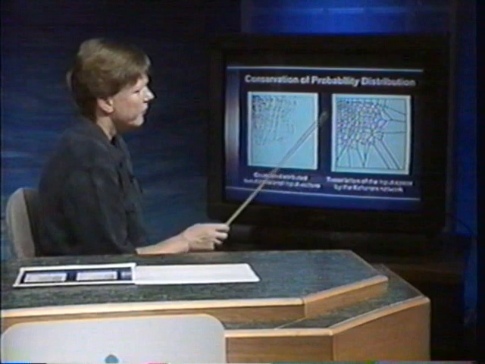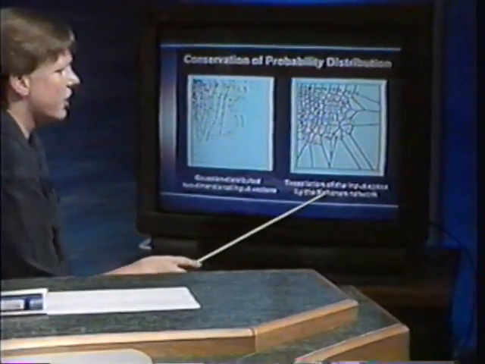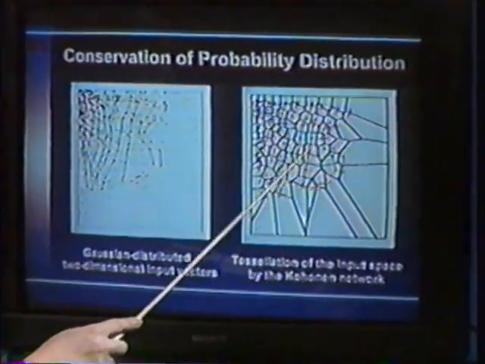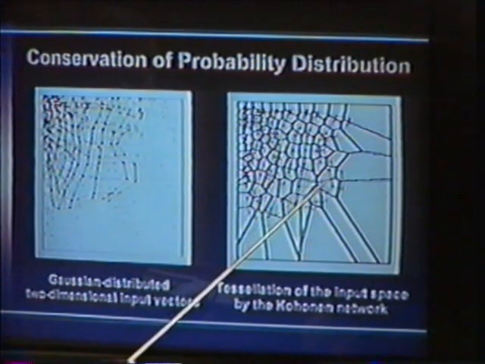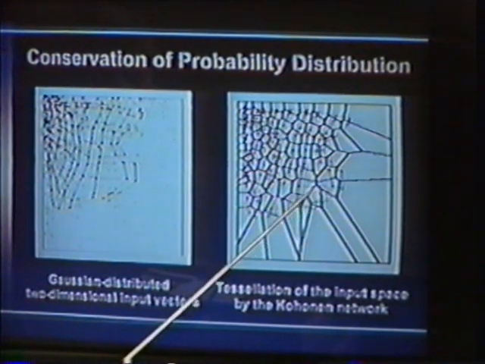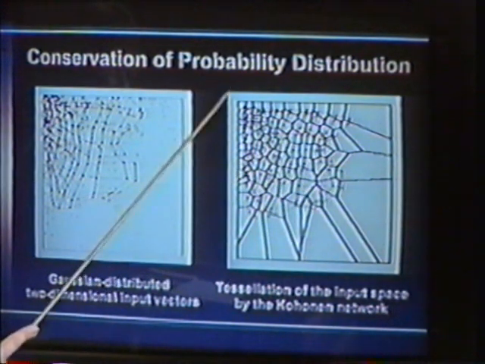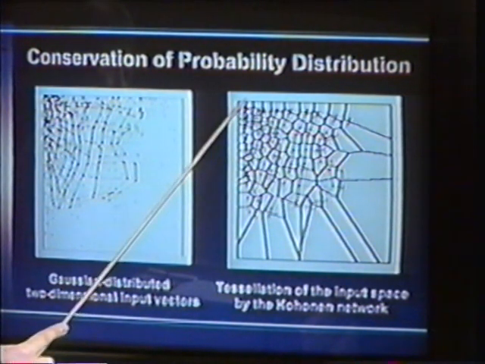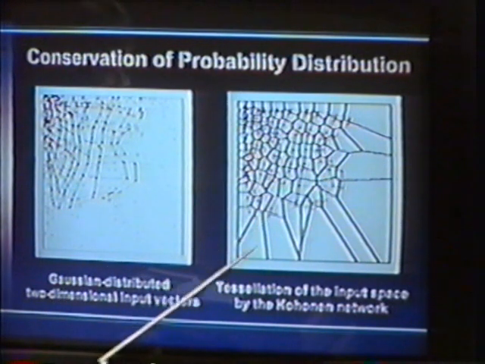What we see in this slide is the Voronoi tessellation of the input space by the Kohonen network. And so if we look, for example, at this neuron, it will classify all input vectors which fall into this class given by the black lines. Once again, we will have fine small classes for regions where we have a lot of input vectors and large classes for regions where we have only a few input vectors.